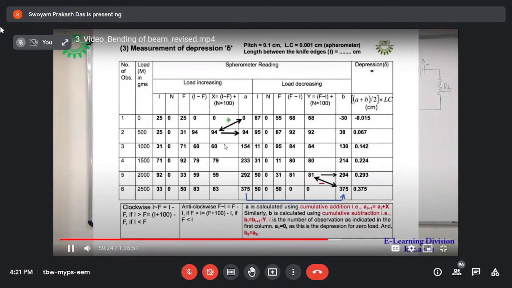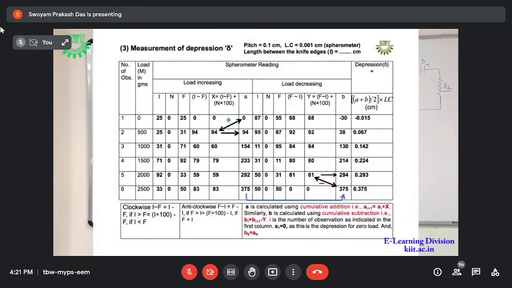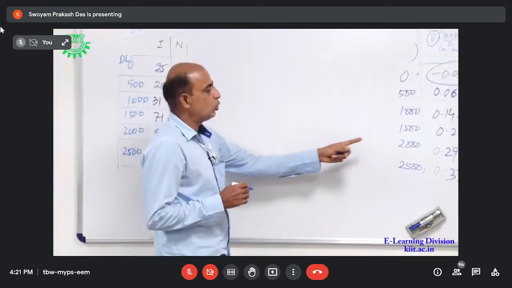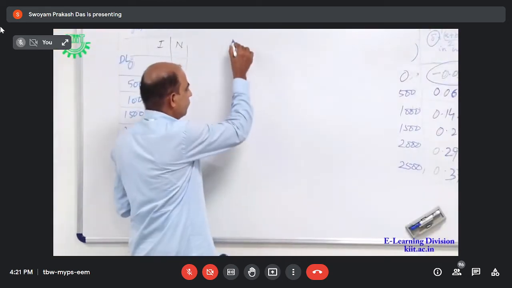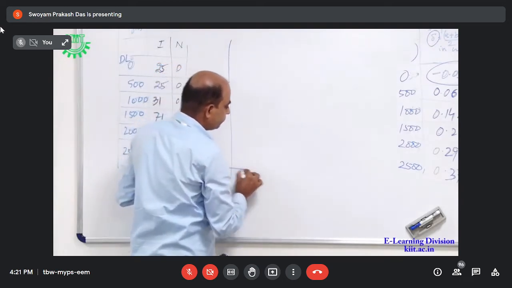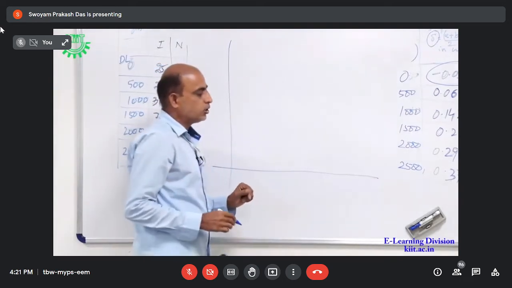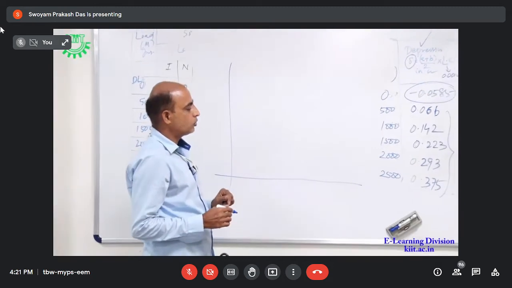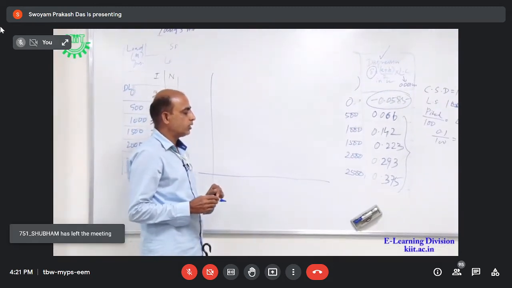Taking this, I am plotting the graph here. By taking the load along the x-axis and depression along the y-axis, we will plot the graph and we will find a straight line graph.